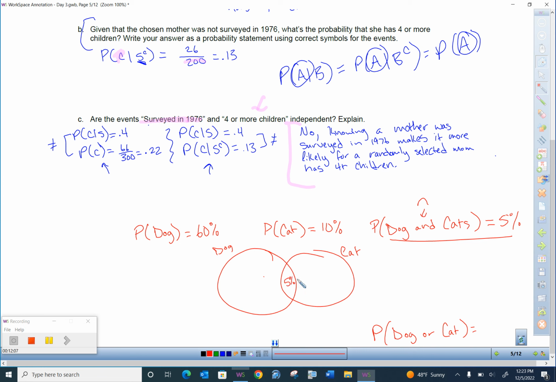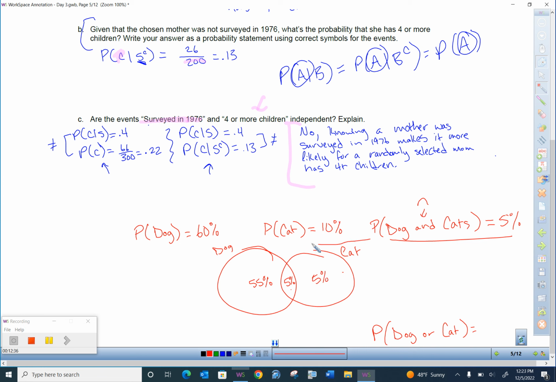What I want to really emphasize with these Venn diagrams is that when I say dog, I mean this whole bubble is worth 60%. And if this whole bubble is worth 60% and 5 of it's here, that means there's 55% of students who have only dogs. They don't also have cats. Then same thing goes for the cat section. 10% is this whole bubble, 5% of it's there, so there's 5% left over.